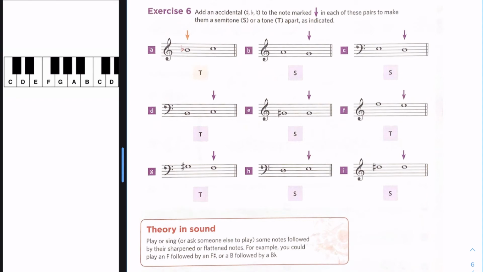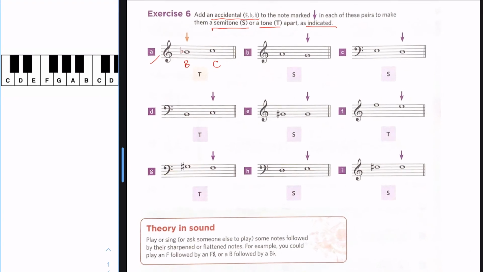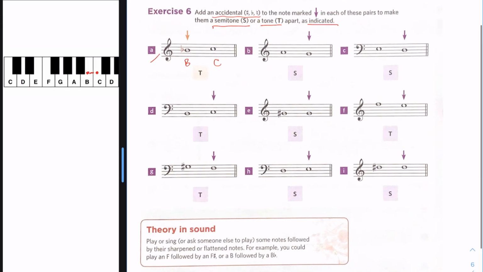Exercise 6. Add an accidental, sharp, flat, or natural to the note marked with an arrow in each of these pairs to make them a semitone or a tone apart, as indicated. Question A, we have a B and a C. If you look at the piano on the left side, you will notice that B going to a C is a semitone, but they want it to be a tone. So what we need to do is to alter the note with the arrow, in this case it's a B, to make this distance bigger into a tone.